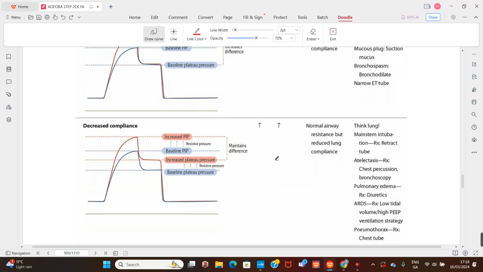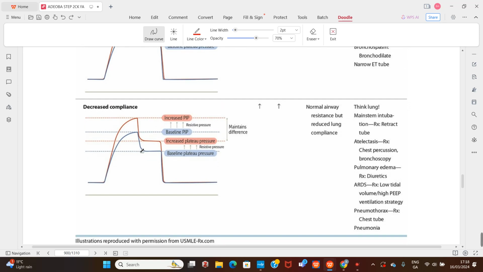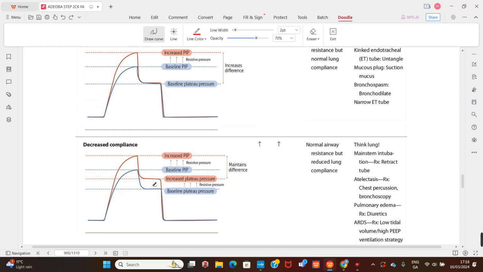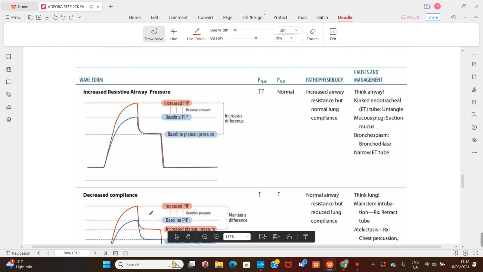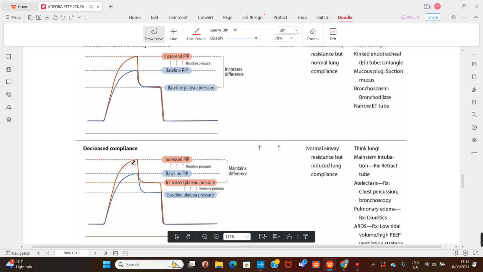Okay, now we have another situation. Here, the plateau pressure has increased. Don't forget, everything will always affect the PIP, because PIP is the sum of everything. So you always notice an increase in the PIP. This is normal. So what might not change will just be the plateau. So here, plateau has increased. So what will be responsible for this?